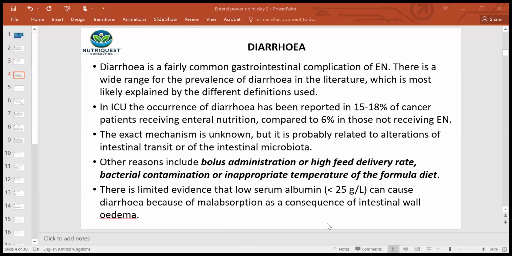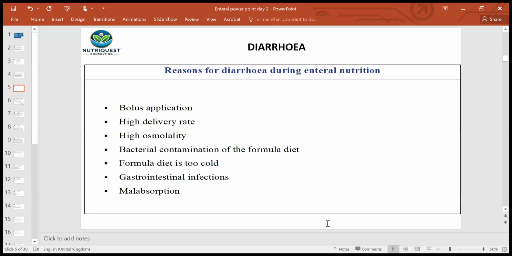So infection is common because the food again is given at low temperature. Of course, there's limited evidence that low serum albumin, that is less than 25 grams per liter, can cause diarrhea because of malabsorption as a consequence of intestinal wall edema. So we have few evidences to support that if a patient has low albumin, they can have diarrhea. If you compare this with intestinal wall edema, which is the commonest cause of diarrhea, you find that intestinal wall edema is the major cause of diarrhea for patients who are undergoing enteral nutrition.